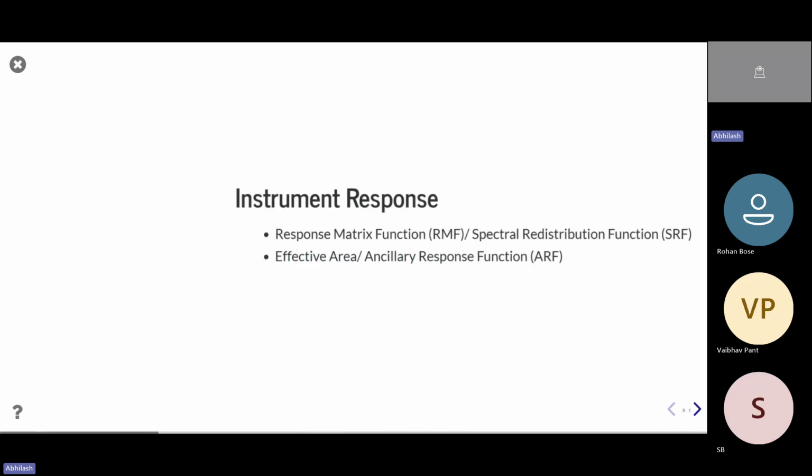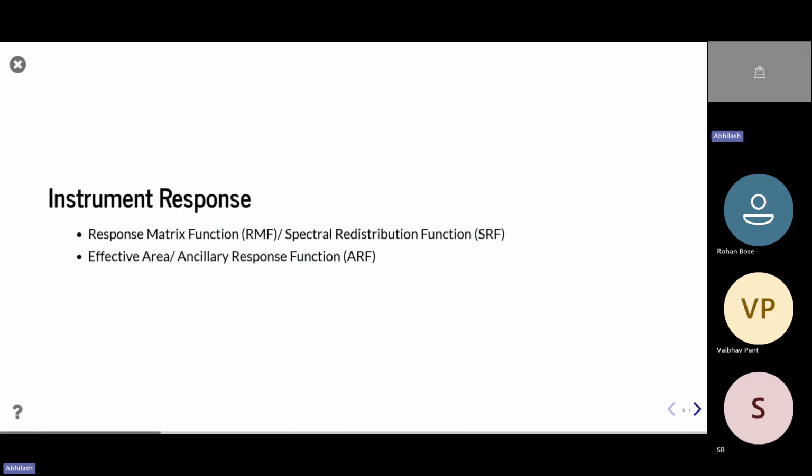For us to understand what these numbers physically mean, we need something called the instrument response. There are two main files we need to do spectral analysis with SoLEXS. One is called the response matrix function, or SRF, or IRF, or RMF; it has many names, you can call it anything. Another one is called the ARF, or effective area. Let's see what the response matrix function looks like.